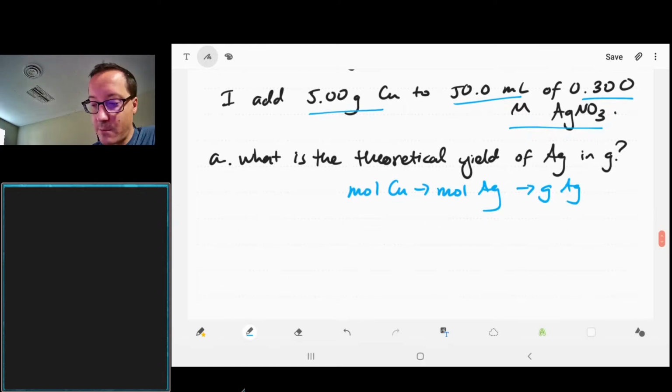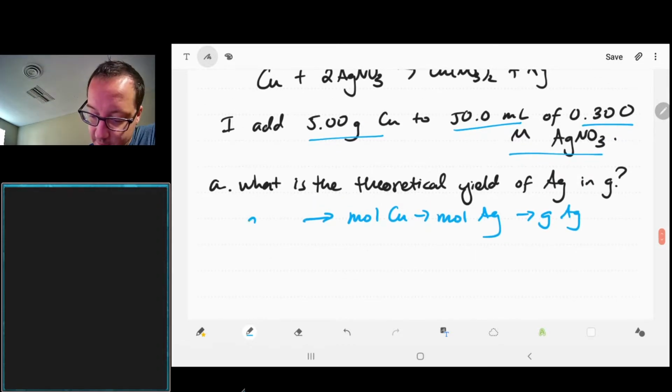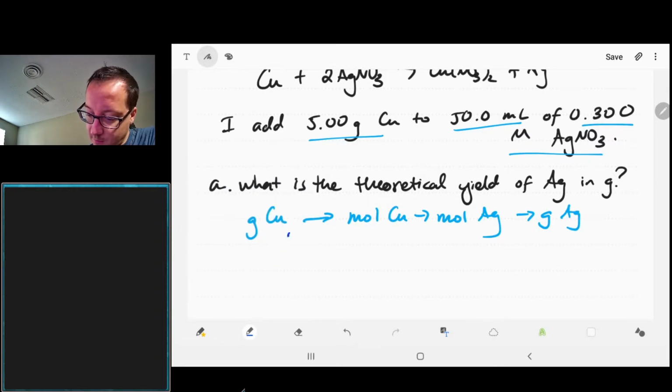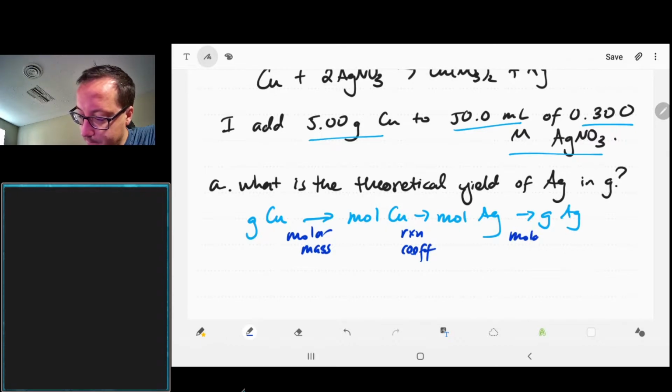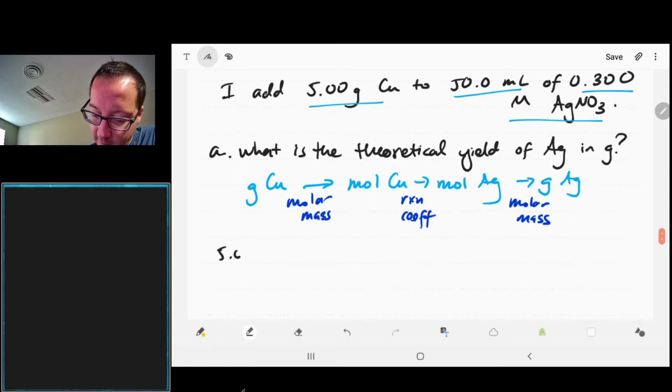If we're looking beforehand, though, that's when things get a little tricky. We have to go back to our problem and look. It looks like we do have grams of copper to start, and we know we can go from grams to moles. That's going to be the molar mass. This is going to be our reaction coefficients, and the molar mass again. So if we do this, 5 grams.